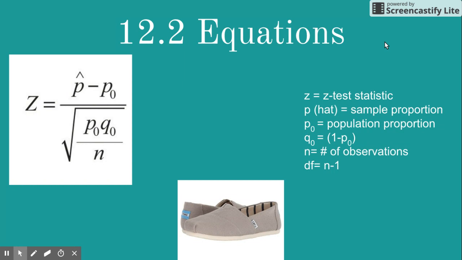Then p hat is the sample proportion you're given. P0 is the population proportion. And then in this equation, it might look different from what we looked at before because it has q0, but q0 is just 1 minus p0 like we saw before. N is the number of observations, just like the last problem. And once again, degrees of freedom is n minus 1.